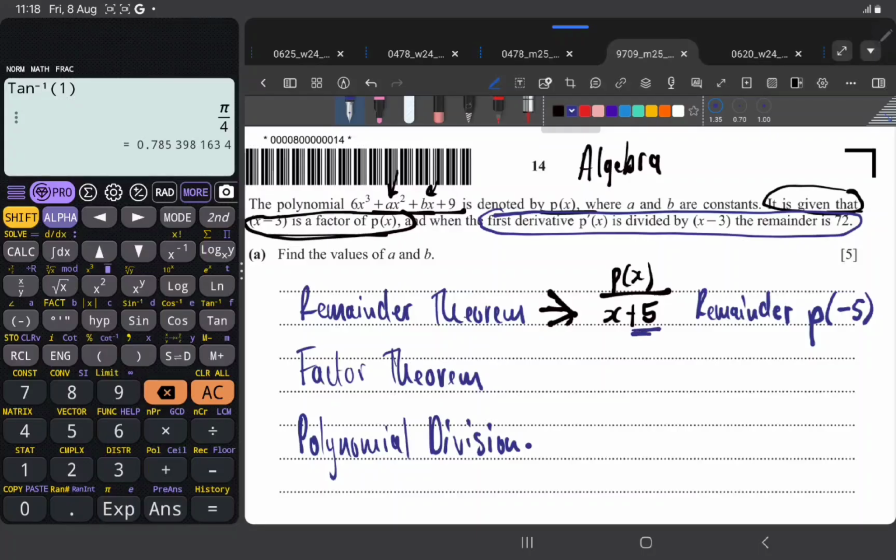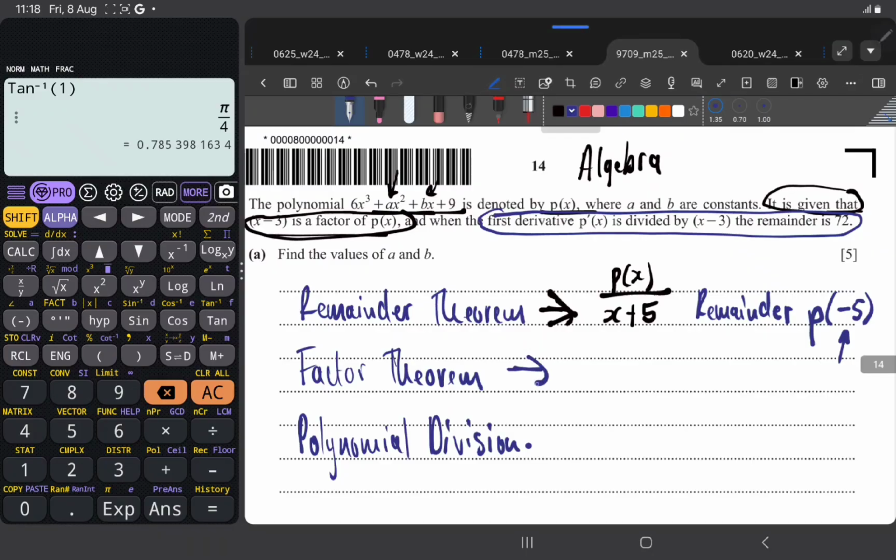You change the sign on the person that is dividing. So it was an X plus 5. For you to get the remainder, you will put negative 5 into P of X, and you will solve and find an answer. The answer you get is the remainder. So remainder theorem tells you the remainder. When you divide by X plus 5, for you to get it, you get P of negative 5. The answer you get will be the remainder.